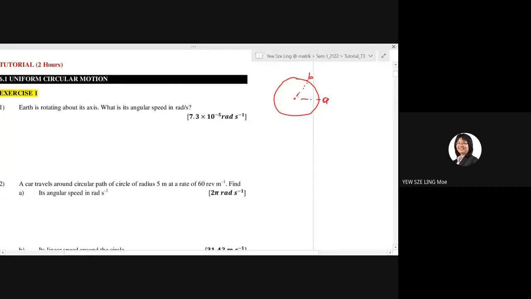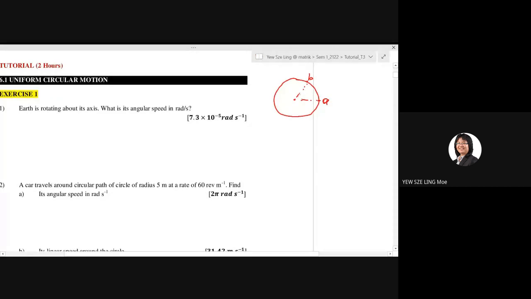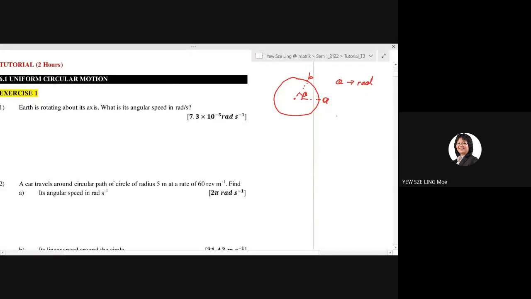The first new variable that we have in this chapter is theta, where theta should be in terms of radians, not degrees. So that is the thing that you have to know. And this is our angular displacement. We look at the angle between the initial and final positions.